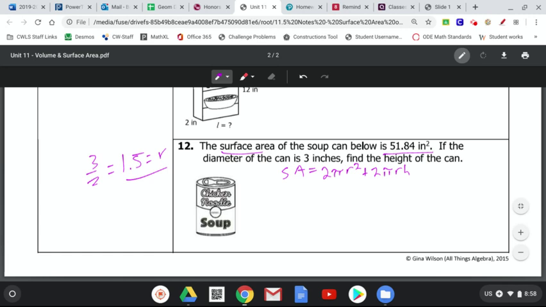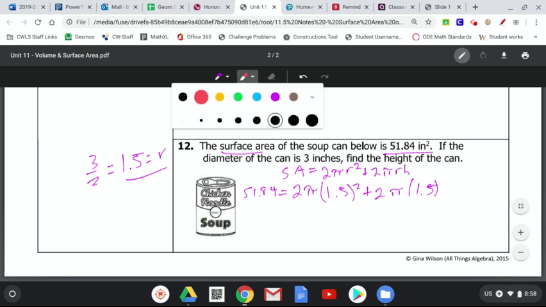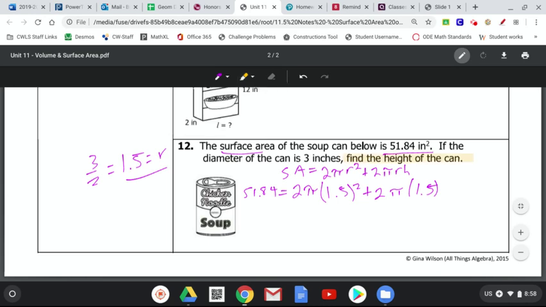So our surface area was 51.84, and then it equals 2 pi. That doesn't change, just a constant, times our radius, which is 1.5 squared, plus 2 pi, and then the radius is 1.5 times, and what are we looking for? It tells us to find the height of the can. Okay, find the height of the can right here. Now, so the height is going to be right there. We just leave it as a variable h.